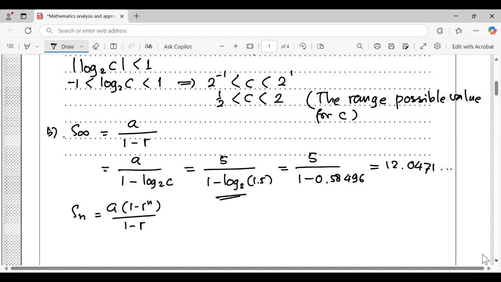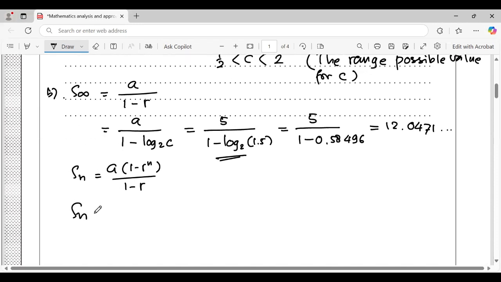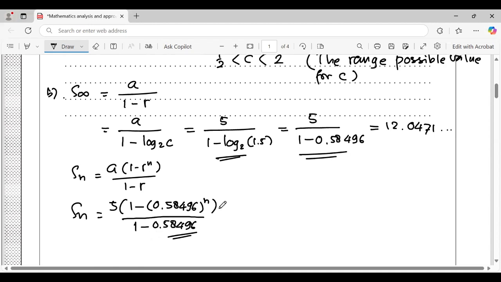If you substitute, Sn equals 5 times 1 minus, like this one, log 2c, but I would like to use the number 0.58496 for n. 1 minus 0.58496. So this is S infinite and this is Sn.